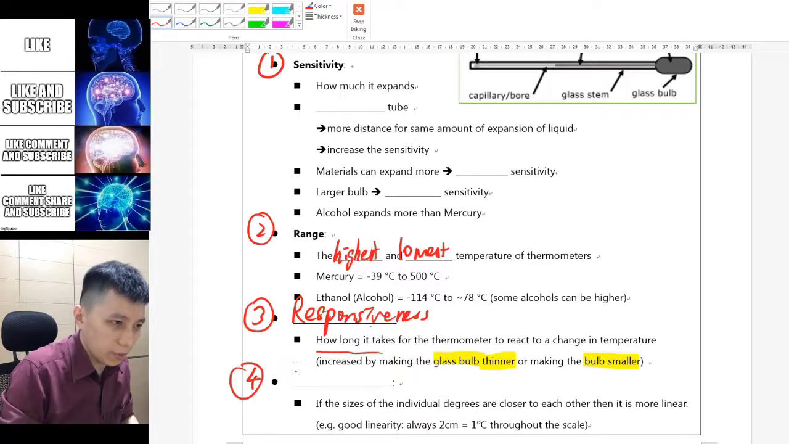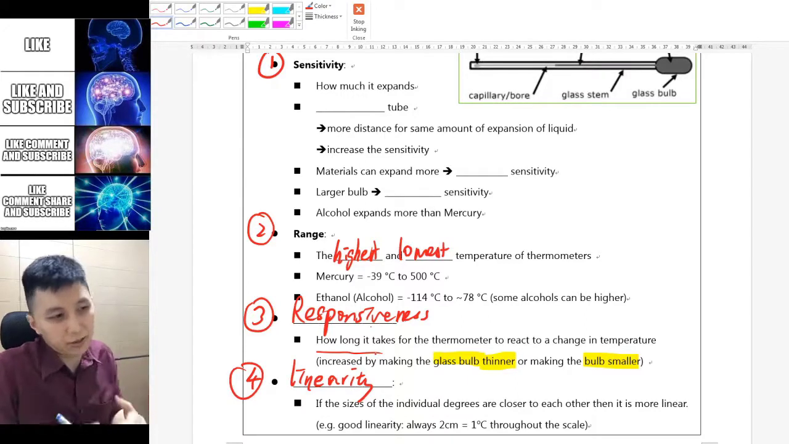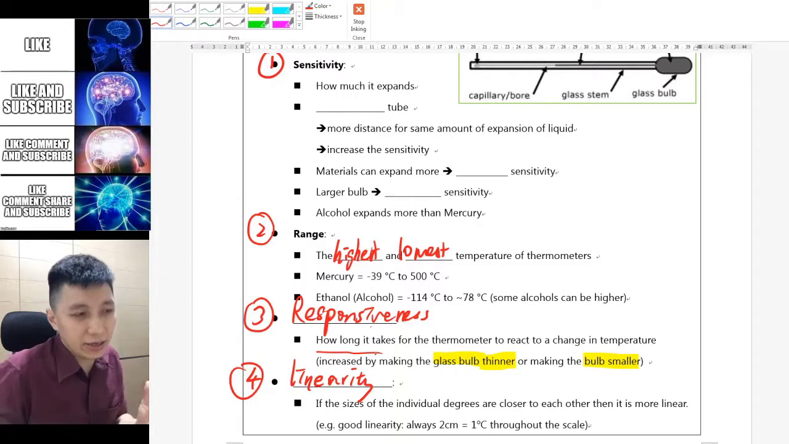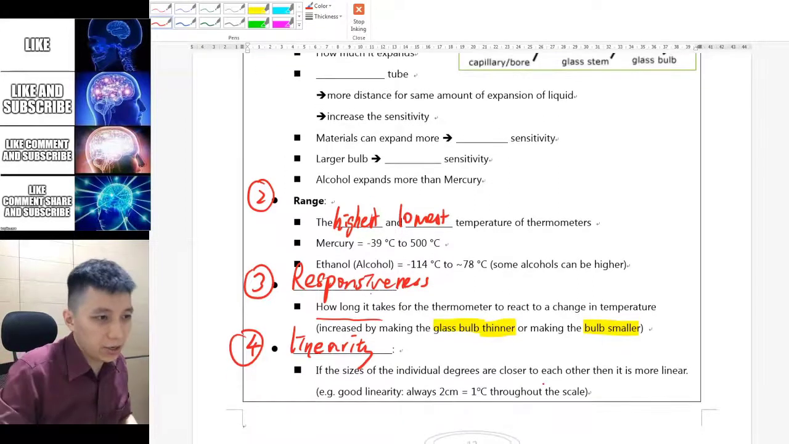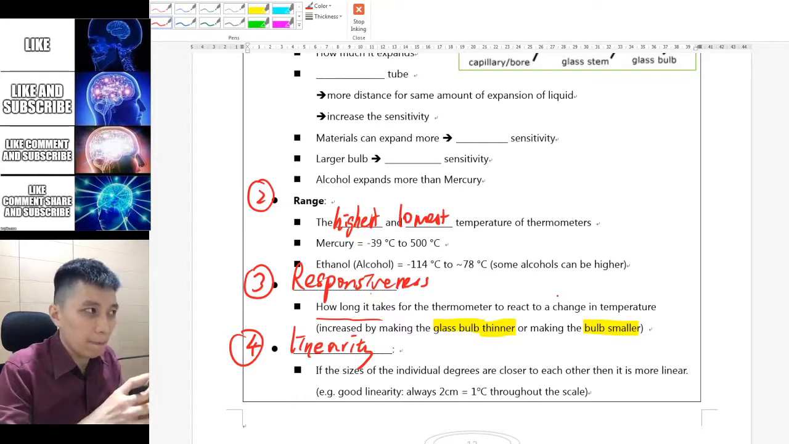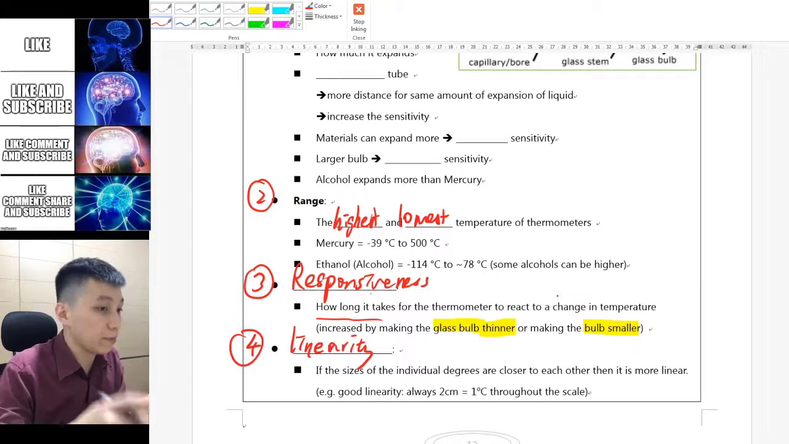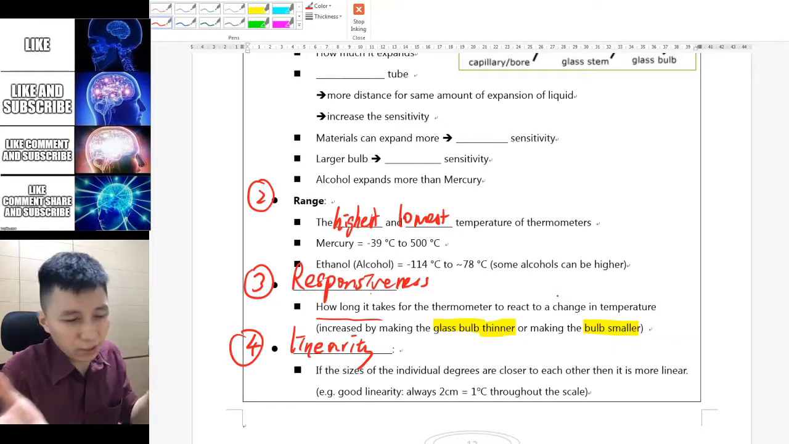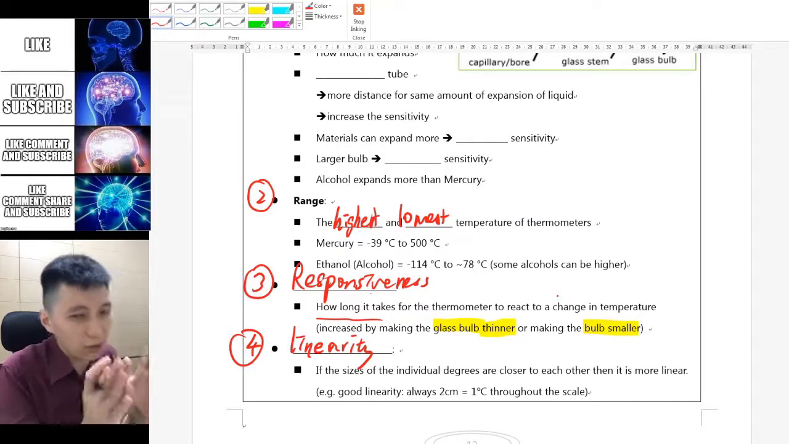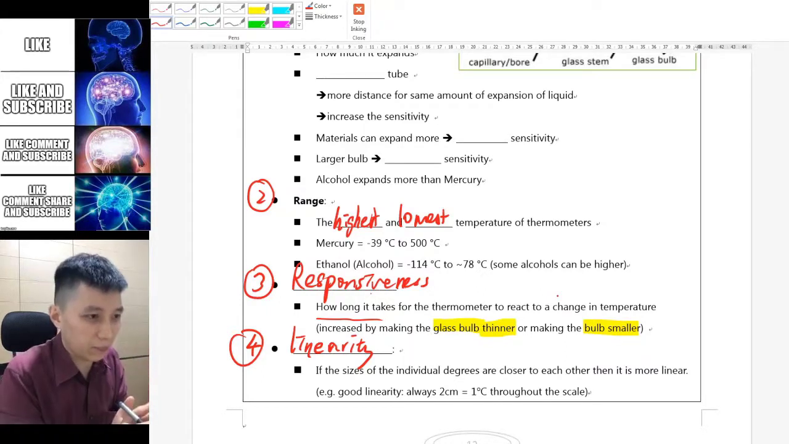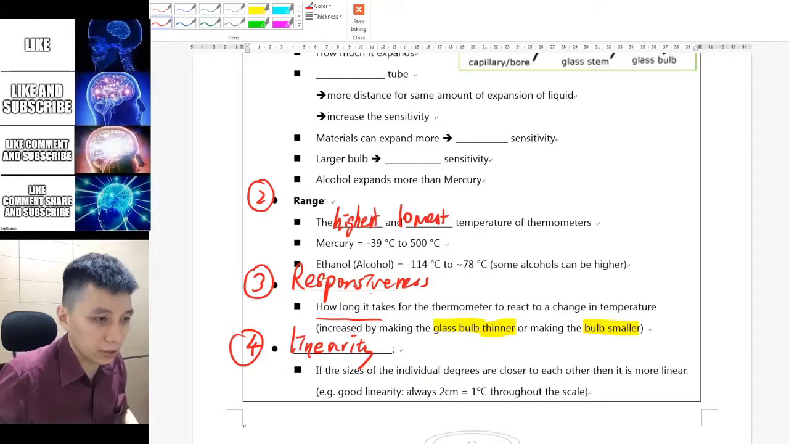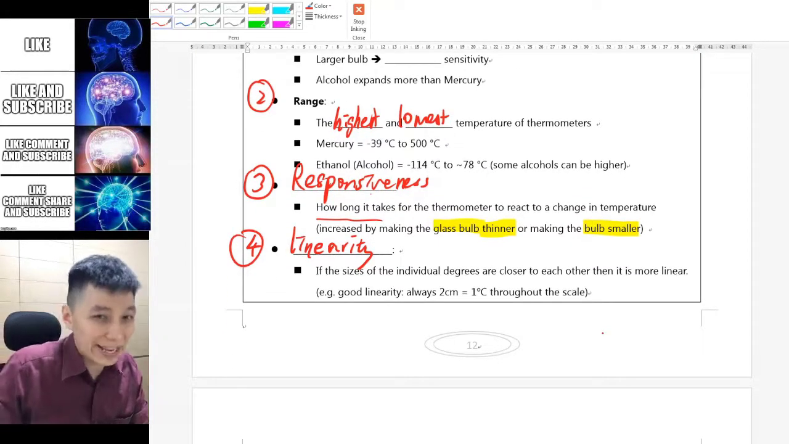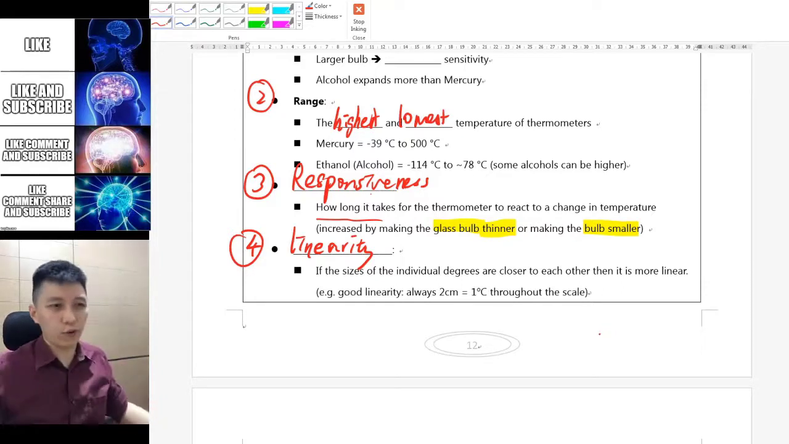And lastly, it is a word called linearity. Apparently it is talking about whether or not it is linear. The idea here is about when you are increasing the temperature for each interval, for example, 1 degree Celsius as just a randomly picked interval, whether or not the increase of length is always the same. So for example, a good linearity would mean for each 1 degree Celsius, there is, for example, a 2 cm increase. The reason why it may not be linear, because you may be thinking, oh, of course it has to be linear.